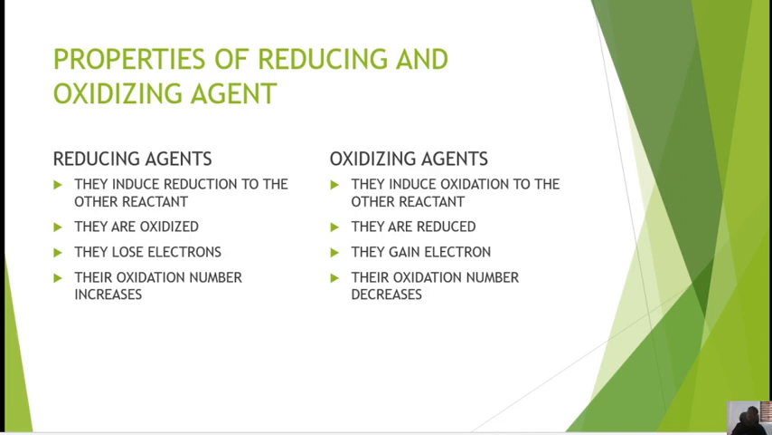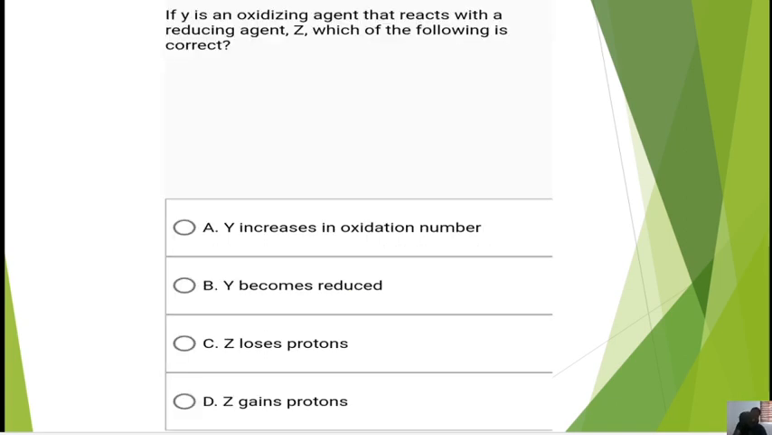Going to oxidizing agents, they are going to have the exact opposite properties, which are they induce oxidation to the other reactant. They are reduced. After they cause oxidation to the other person, they themselves become reduced. They gain electrons, yes, because they are reduced, reduction, gain of electrons. And then finally, their oxidation number decreases. Now, let's consider some questions to help us understand this.